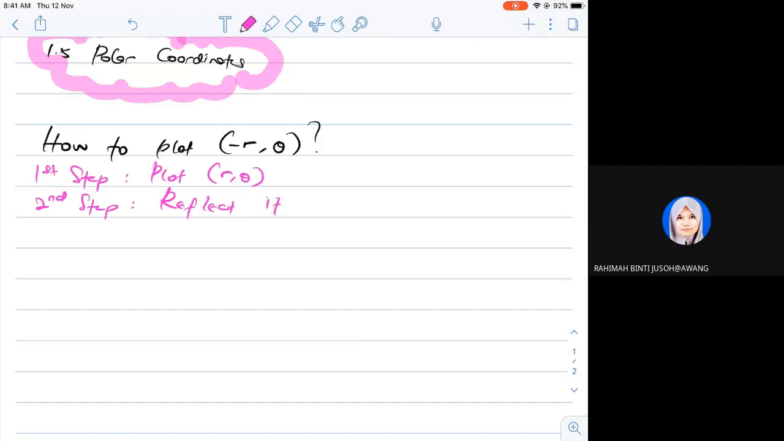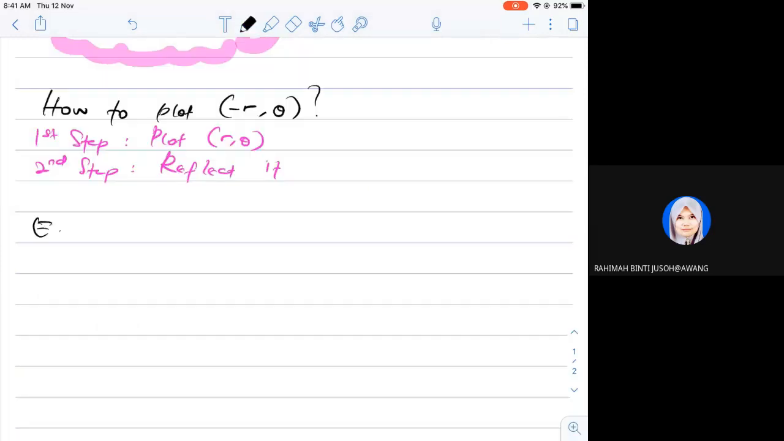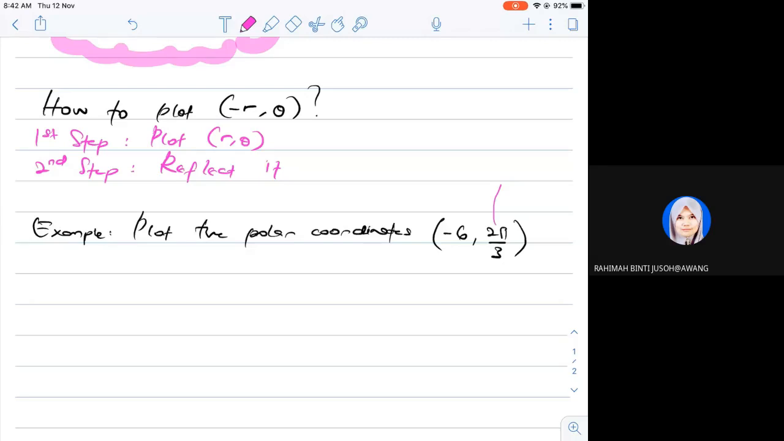So for example, I give you one example. Plot the polar coordinates, let's say we have -6, and then let's say we have 2 pi over 3. Before that, guys, how do we convert this in radian mode to degree mode?